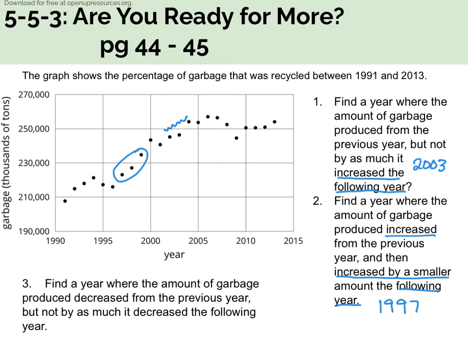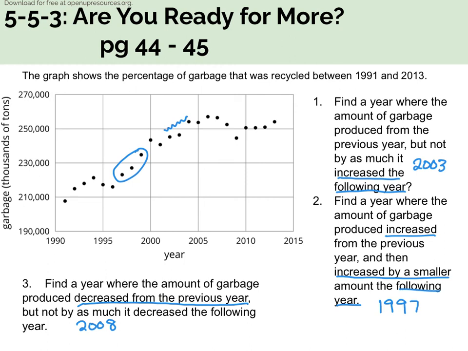And then looking at number 3, it says find a year where the amount of garbage produced decreases from the previous year, but not as much as it decreases the following year. Where does this actually happen? This happens at 2008. And then unfortunately, I actually didn't have number 4 on here.